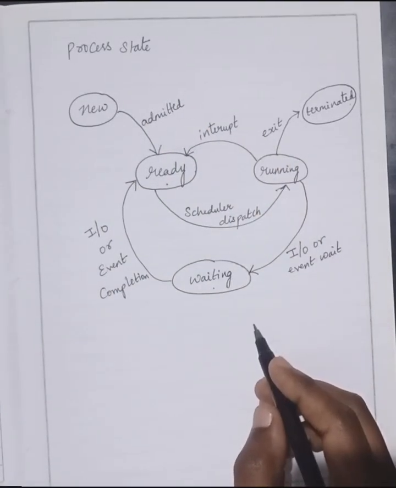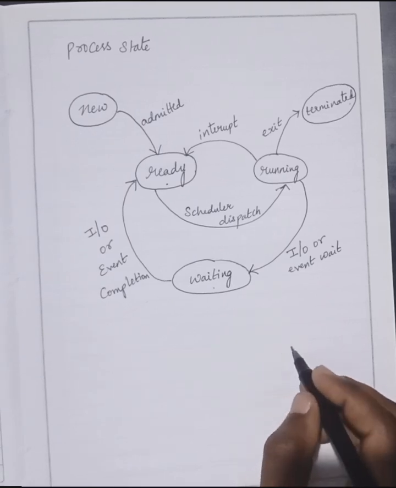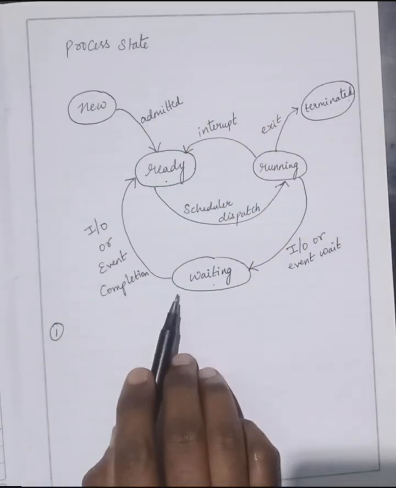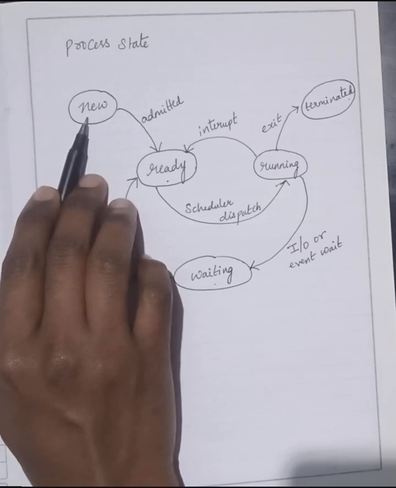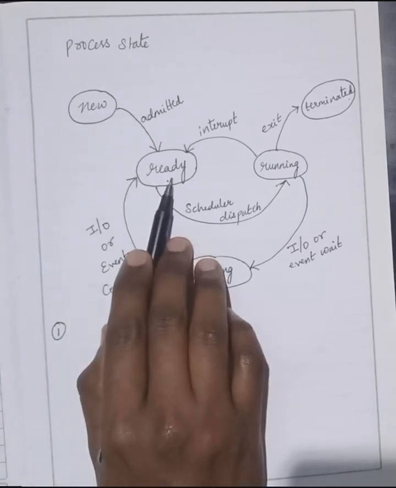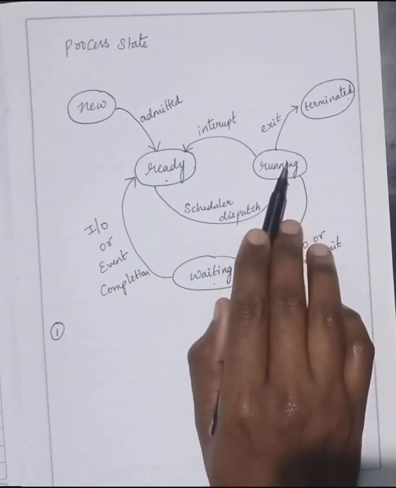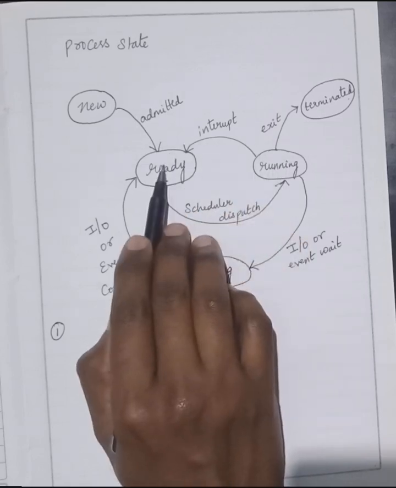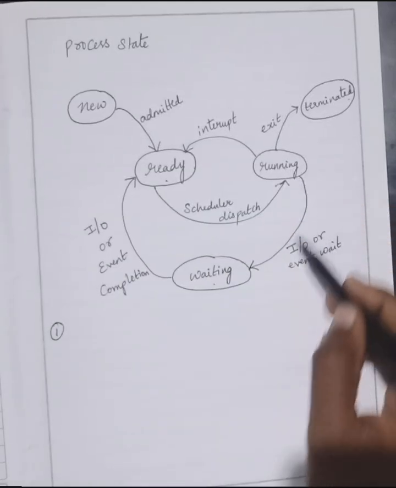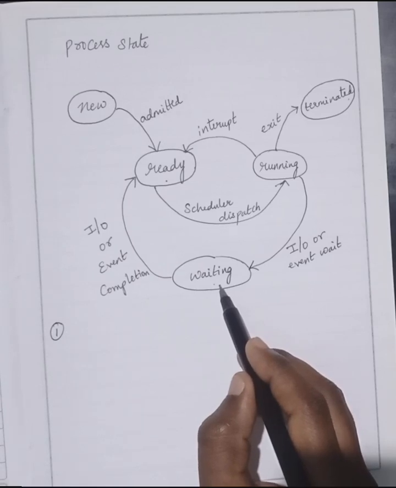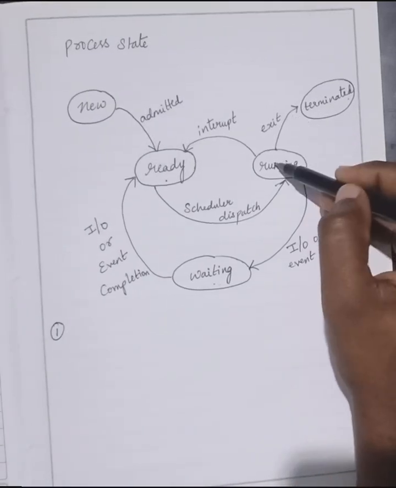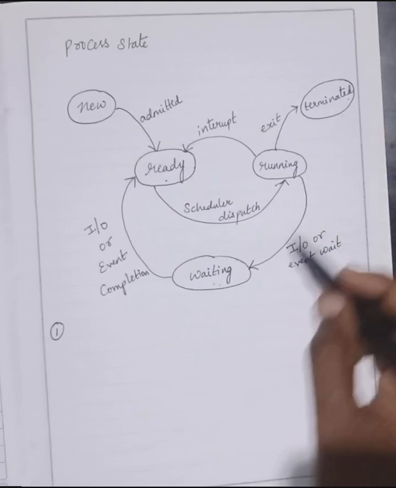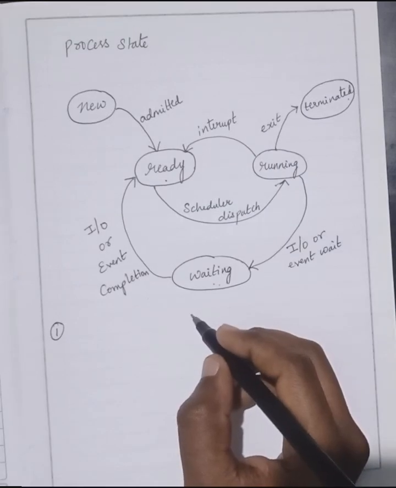Again, you should explain all the 5 states one by one. Let's see how to explain that. This diagram is very important. Once again, I'll quickly tell it. From the new state, whenever it's admitted, it'll go into the ready state. From the ready state, it'll go into the running state. From the running state, if some interruption happens, it can come back and wait in the ready state. Or if it wants some input, output or any event, it'll go into the waiting state. Otherwise, the third option is if it is executed completely, it'll go into the terminated state. So these are the 5 states of the process.